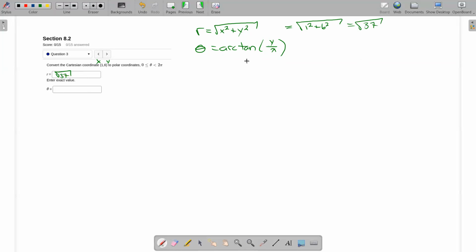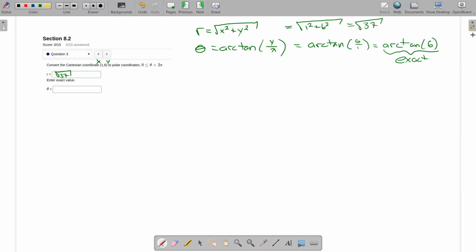Theta doesn't say exact value. It's going to be the arctan of y, 6, over x, 1, which is just the arctan of 6. Now that's not a special value I know from the unit circle. So that is the only exact version of it, if this problem accepts exact versions. Otherwise, I've got to whip that out on a calculator.